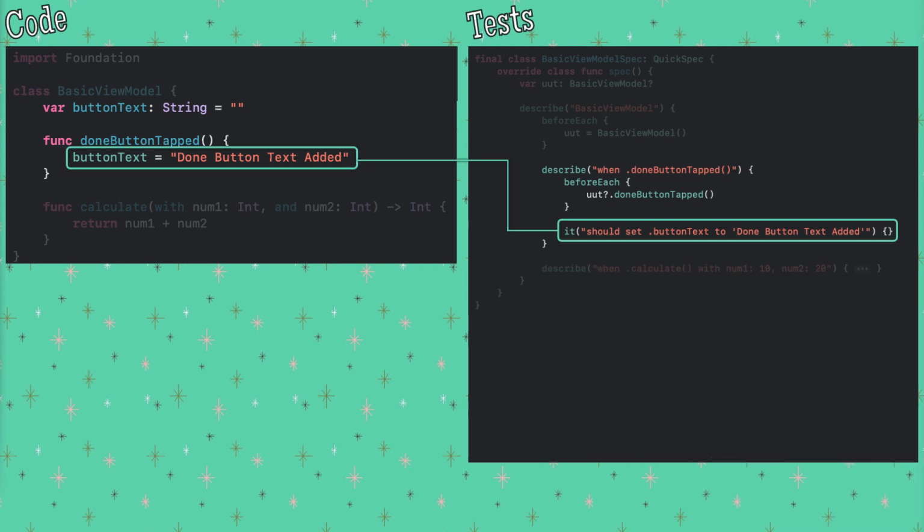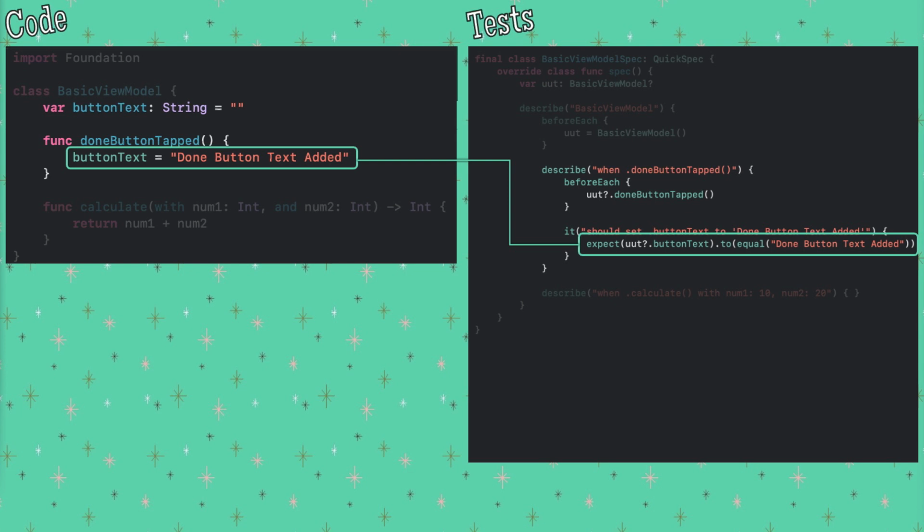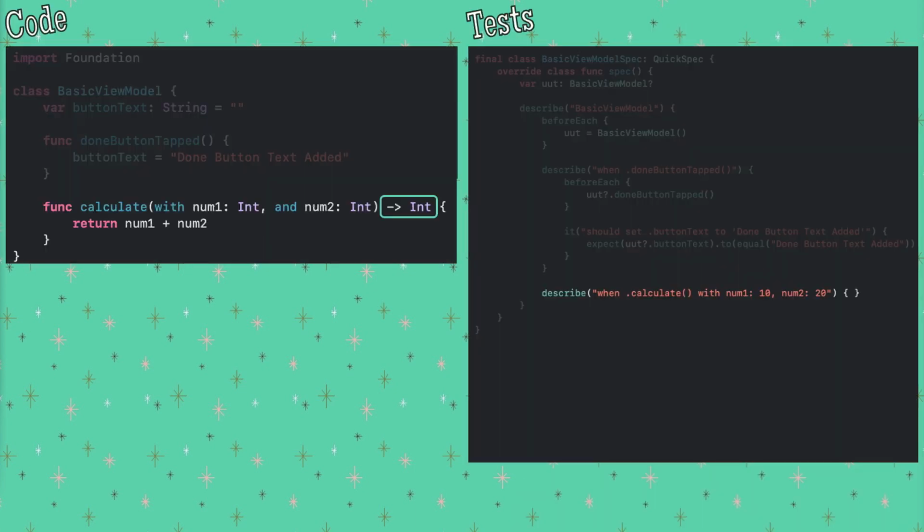Now add the runnable expect test code. The literal test is that we expect the UUT's button text variable to equal the string done button text added. And that's it. We've written our first test. Yay! Moving on now to the calculate method, we see that it returns an int value.